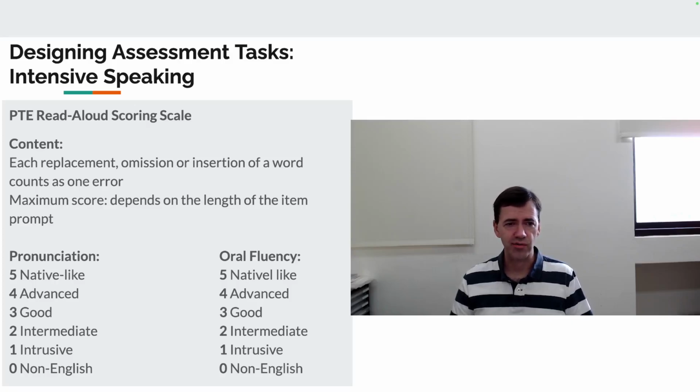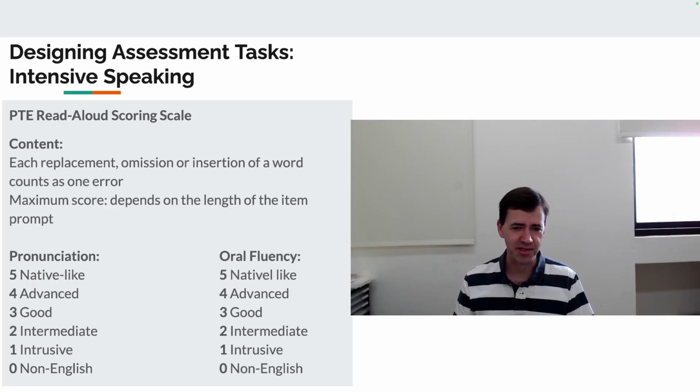So this is the read aloud scoring scale. Each replacement, omission, or insertion of a word counts as one error. And then maximum score will depend on the length of the item prompt, so how long the paragraph is. But you can see here they have a scale from 0 to 5. So pronunciation, 5 is native-like, and 0 is non-English. So you have to be pretty bad to get a 0. And then for oral fluency, oops, there's a spelling mistake on native there. Should be native-like and then down to 0 non-English.